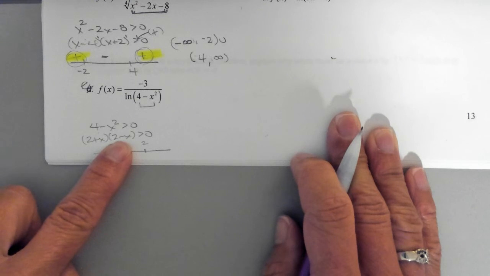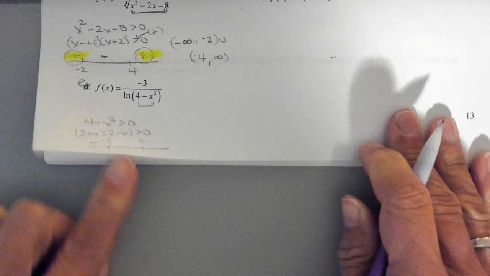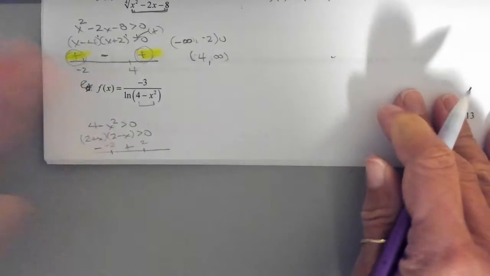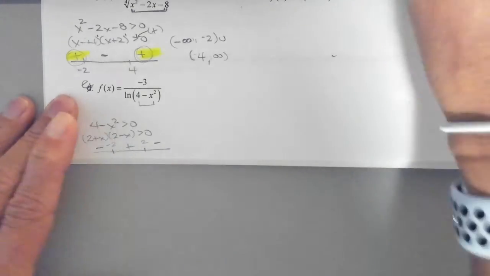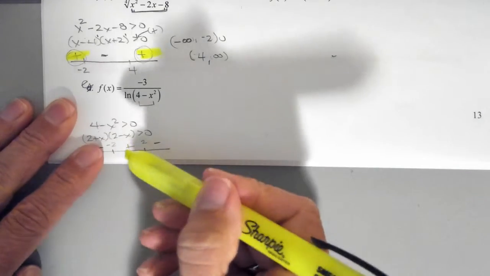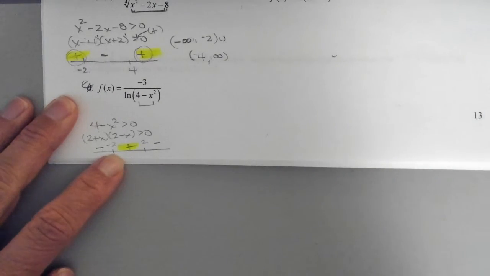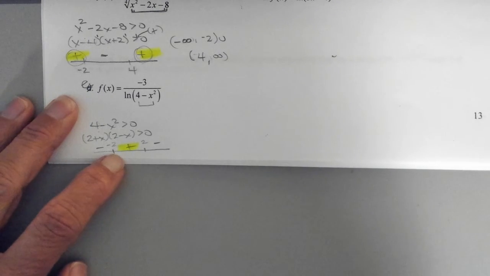So this is negative. Plug in 0, what do you get? Positive. Plug in 3, what do you get? Okay. You told me we wanted positive, so that means we're right here. So any value between negative 2 and positive 2, not including those values, will give me a positive number to take the natural log of in the denominator, right?